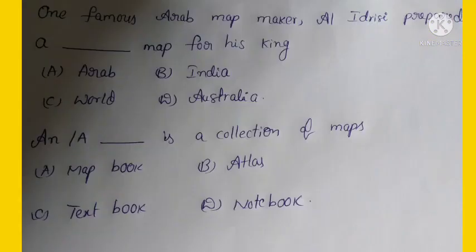One famous Arab map maker, Al-Idrisi, prepared a dash map for his king. Options: A. Arab, B. Indian, C. World, D. Australia. Answer is C. World map. Next one is a dash is a collection of maps. A. Map book, B. Atlas, C. Textbook, D. Notebook. Answer is B. Atlas.